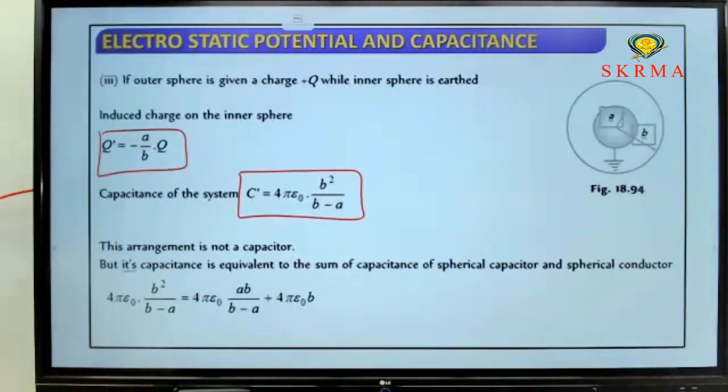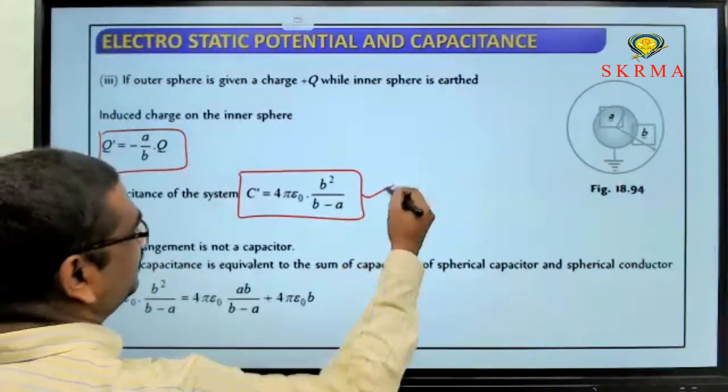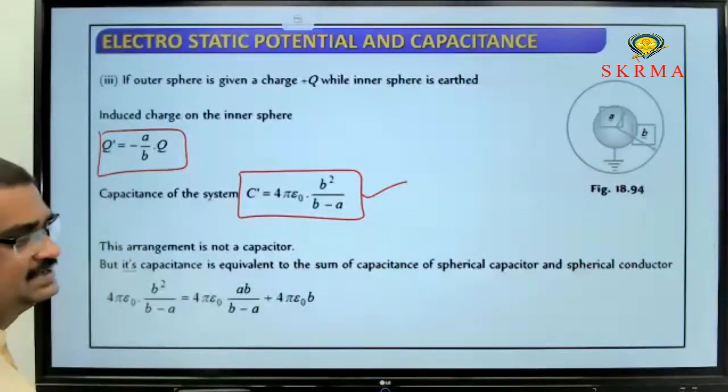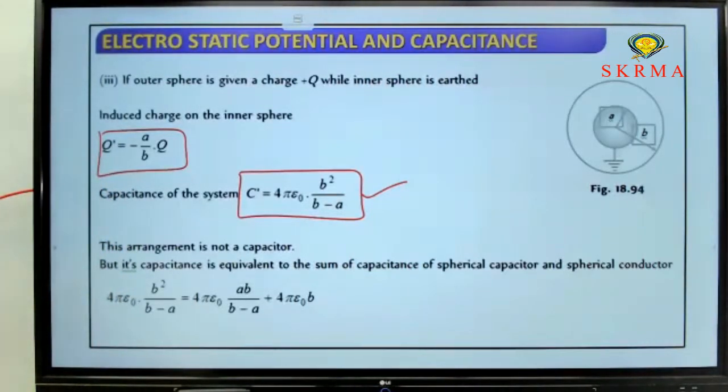So originally it is not a capacitor, but it stores some energy, so we are taking it as a capacitor. What is the formula for this one? If the inner sphere is earthed, the formula is 4 pi epsilon naught into B square by B minus A.